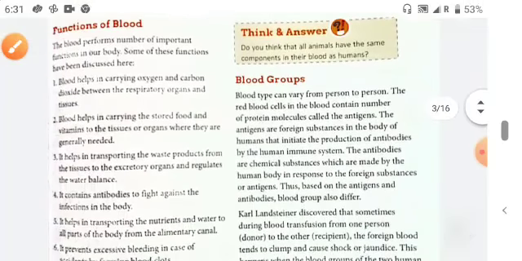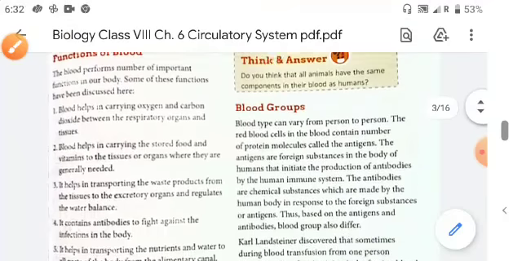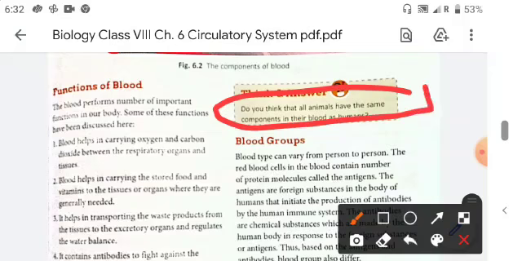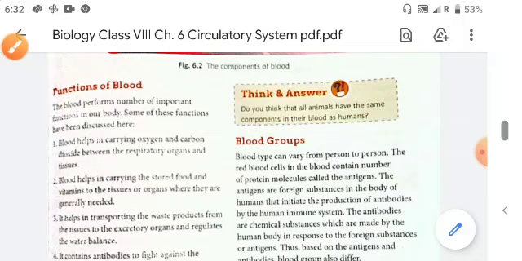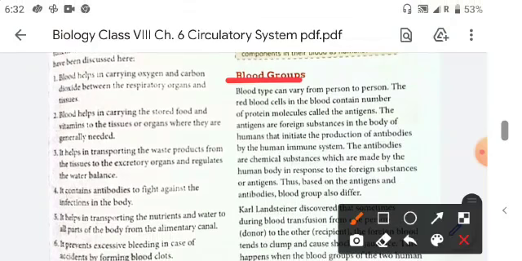Now there are different blood groups. Do you think that all animals have the same components in their blood as humans? You will think about it and give the answer. Now, blood groups. What are the different blood groups? You know that there are 4 blood groups present in human blood: blood group A, blood group B, AB and O.